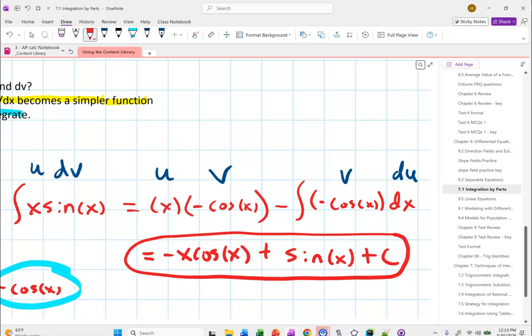Is everybody okay with that? Okay. If you wanted to check, you could take the derivative of that, and it should simplify all the way down to x sine x, right?